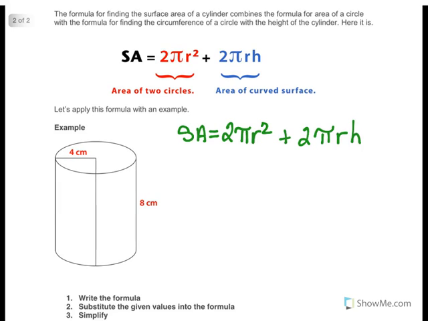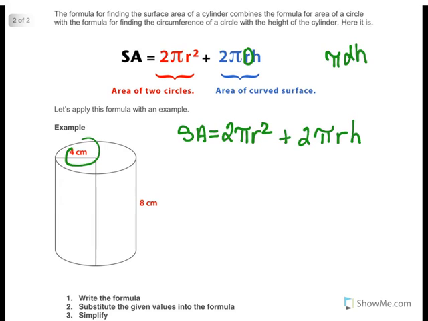And again, for the second piece, we're using the r because they gave us the radius. Had they given us the diameter, you don't have to use 2 times pi times r times h. You could simply use pi times d times h, and you would have the same answer.